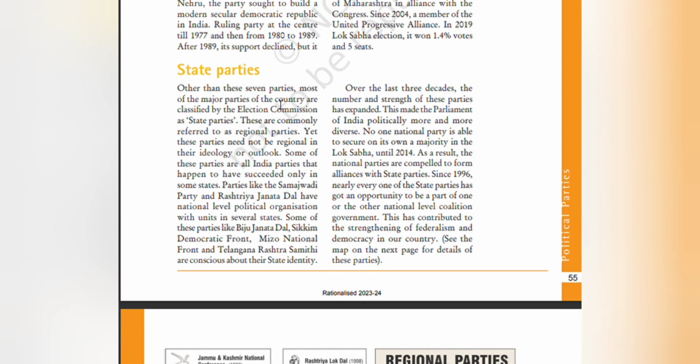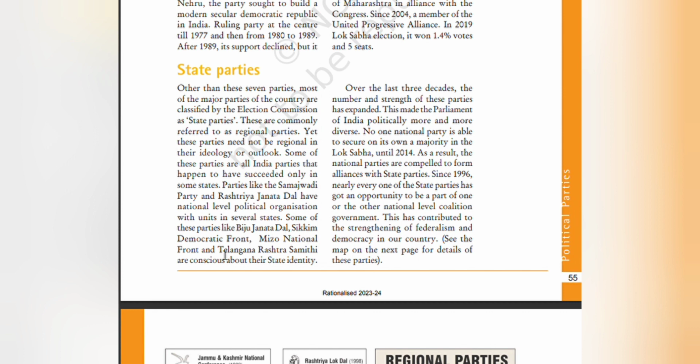State parties. Other than the 7 parties, most of the major parties of the country are classified by the Election Commission as state parties. These are commonly referred to as the regional parties. Yet these parties need not be regional in their ideology or outlook. Some of the parties are all India parties that happen to have succeeded only in some states. Parties like the Samajwadi Party and Rashtriya Janata Dal have national level political organization with units in several states.